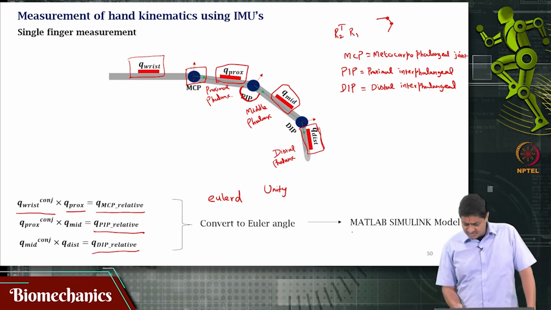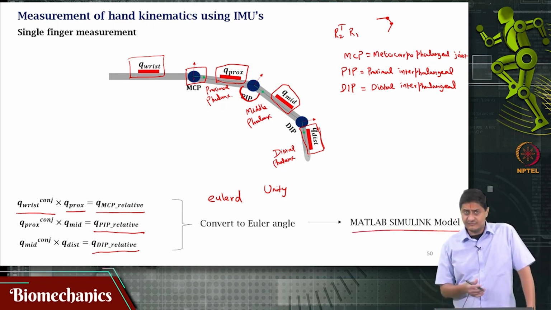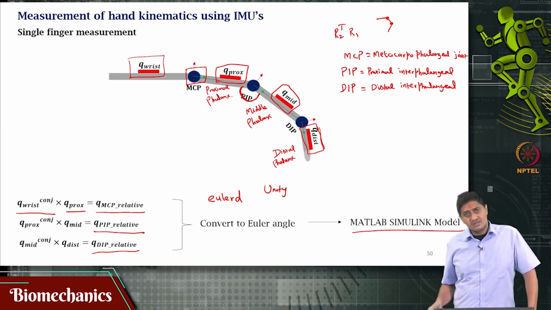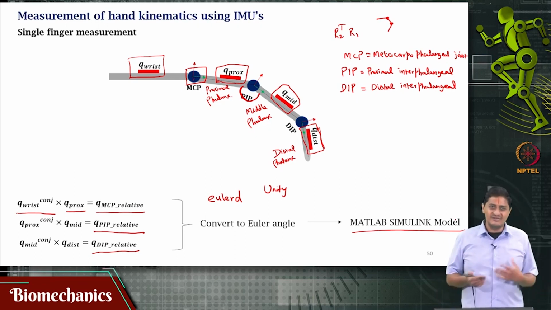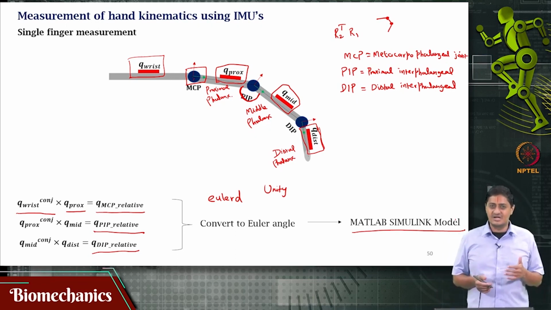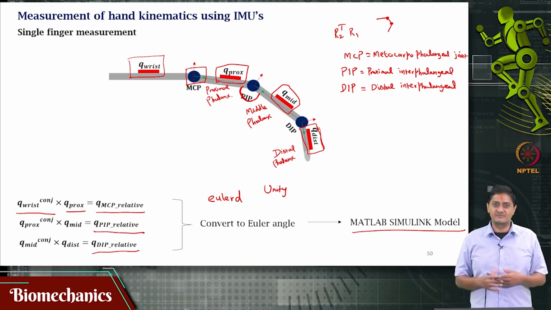Of course, you can use a MATLAB Simulink model. If you use Euler D and then convert to Euler angles, then you can develop a solid model using MATLAB Simulink that will help you animate this for you. Unity will straight away take quaternions and help you animate. These are different tools, they have their own advantages and disadvantages, so it is not like one is better than the other. It is all about how conversant you are with that particular tool.